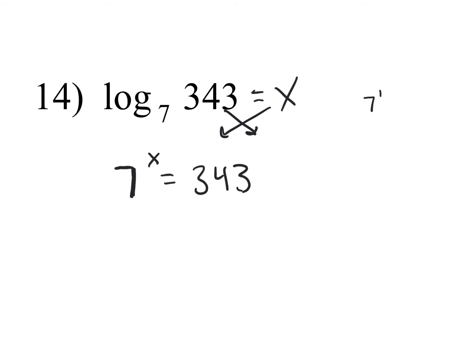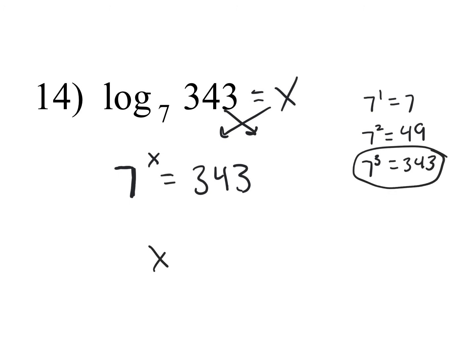We know 7 to the first power is 7. 7 to the second power is 7 times 7, so that would be 49. 7 to the third power would be 7 times 7 times 7, so 49 times 7, which is 343. So what's x equal to? Three. Perfect. Any questions on this one?